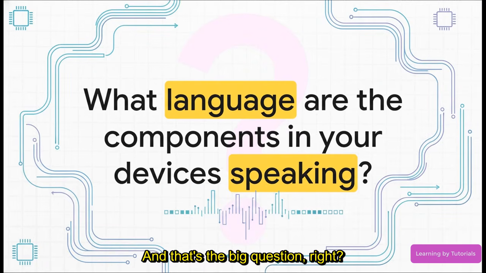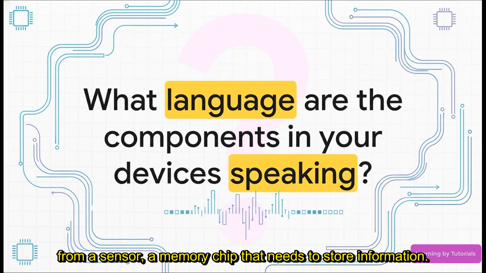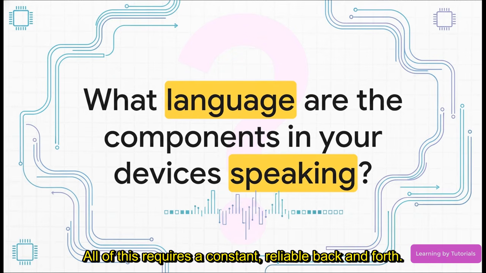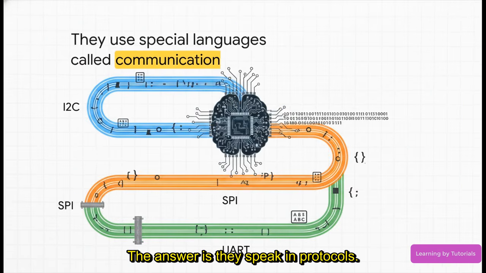And that's the big question, right? You've got a processor that needs to get data from a sensor, a memory chip that needs to store information. All of this requires a constant, reliable back and forth. The real challenge is, how do they all do it without just creating a mess of electronic noise? The answer is, they speak in protocols.